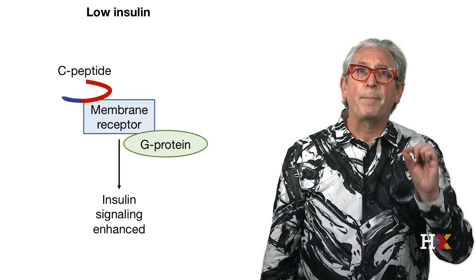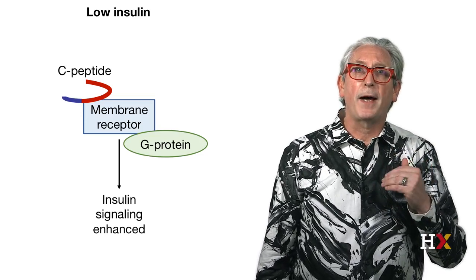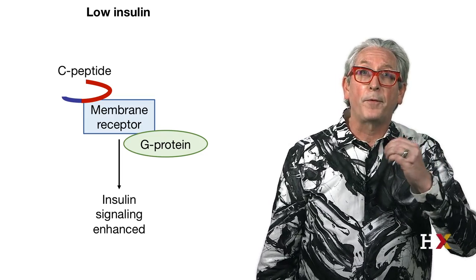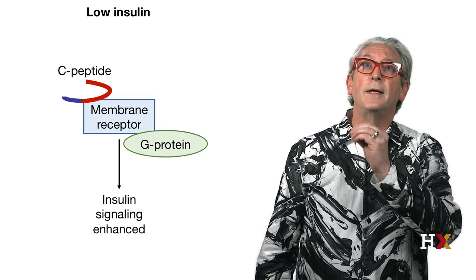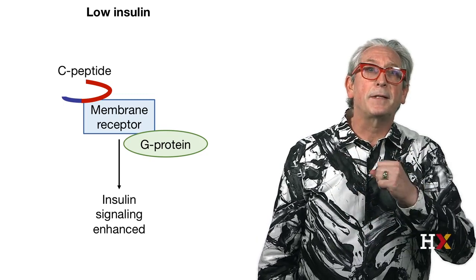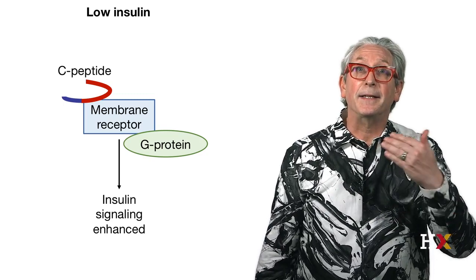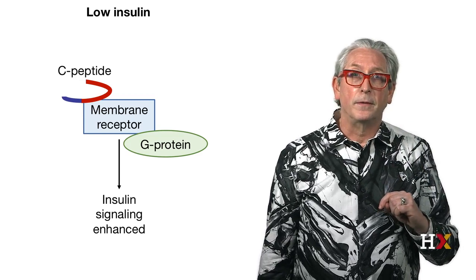Let's first see what happens when insulin level is low. The binding of the C-peptide to its membrane receptor leads to the activation of one type of G protein and the stimulation of an intracellular signaling pathway that mimics insulin signaling. Therefore, insulin signaling is enhanced by the C-peptide when insulin level is low.